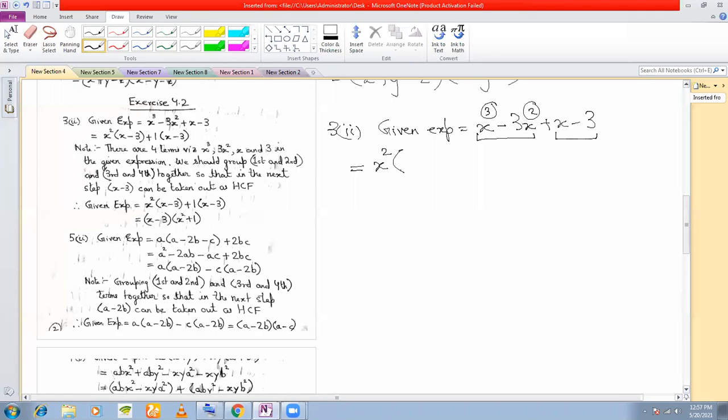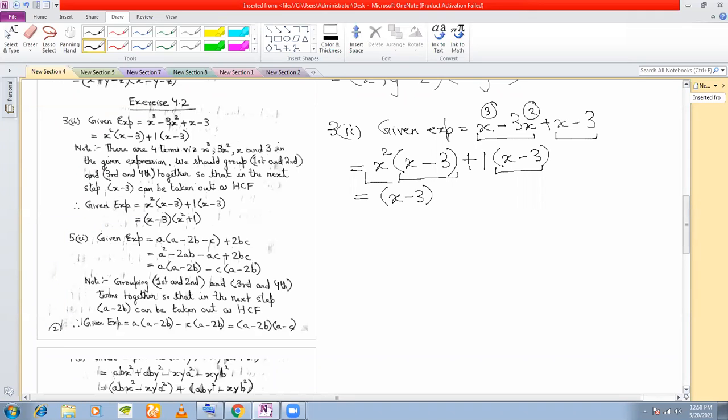And if I take x square out of x cube, what am I left with? x to the power of 3 minus 2, which is simply x. Minus, and if I take x square out of 3x square, I'm left with a 3. Plus, now here HCF of x and 3 is simply 1. So I get x minus 3. So now you see I'm getting this as my common factor, x minus 3. So I take this out, x minus 3.